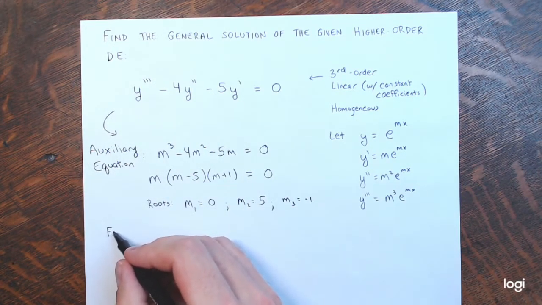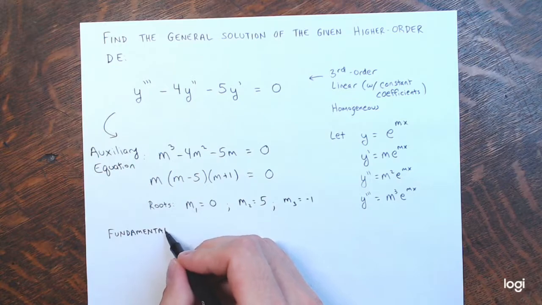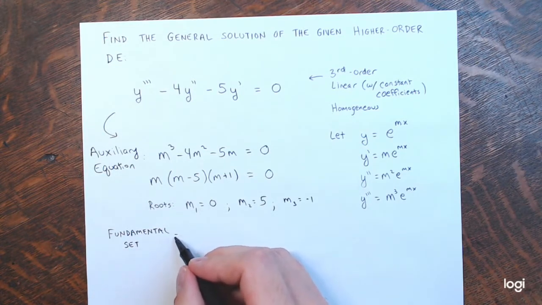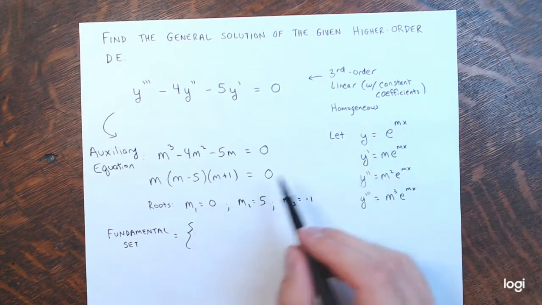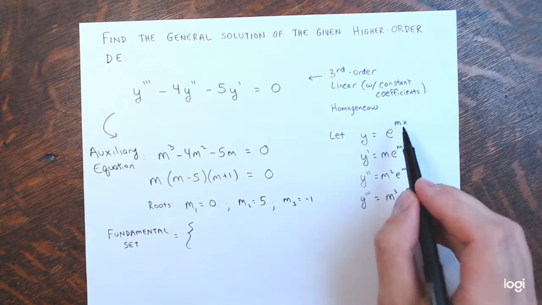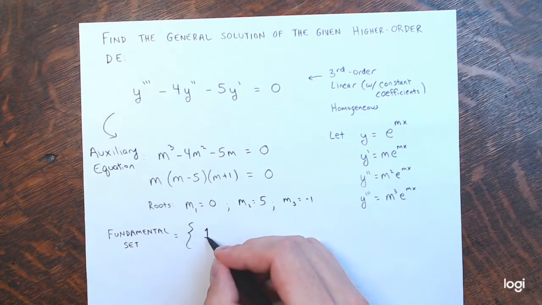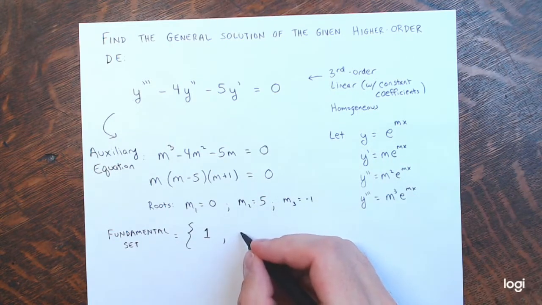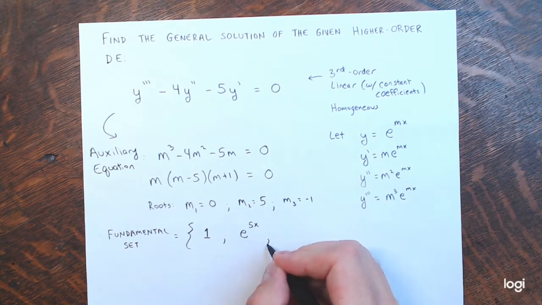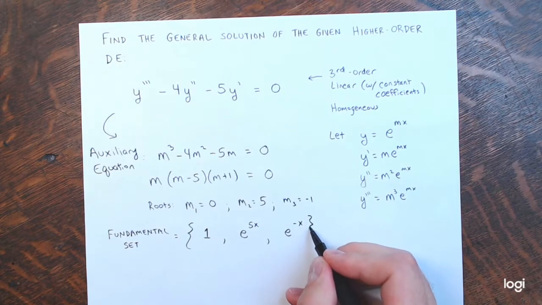So I can very quickly create the fundamental set of solutions to this differential equation, and that consists of e to the 0x. I'm just replacing m with the m's in y equals e to the mx. Now e to the 0x is just 1. Then replace m with 5: y equals e to the 5x is another solution to this equation. And replace m with -1: y equals e to the -x is another solution, right?